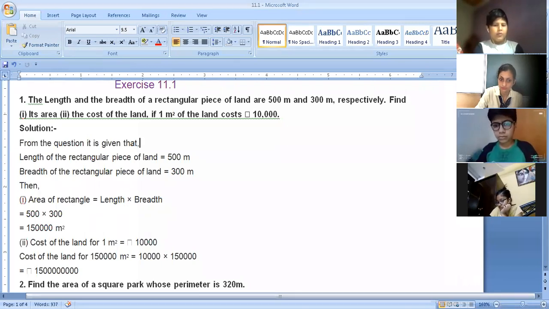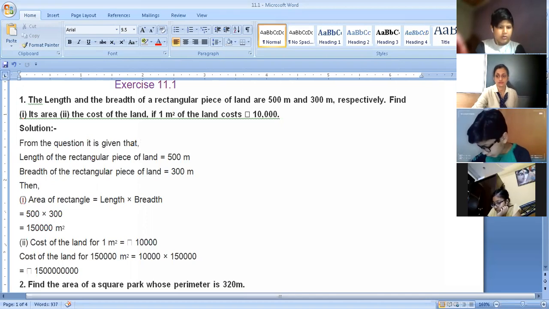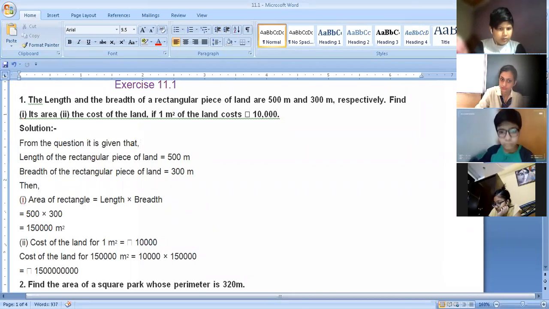Start punch. Again, unmuted. Vansh, unmute yourself. Find the area of the square park whose perimeter is 320 meters.